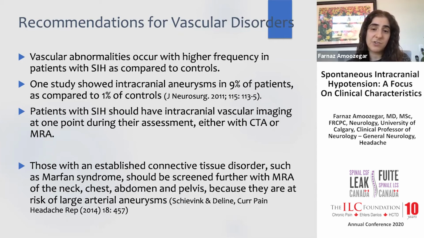So patients with SIH should also have some intracranial vascular imaging at some point throughout their assessment and treatment, typically with a CT angiogram or MR angiogram, just to potentially look for this. And patients that have an established connective tissue disorder, those that have things like Marfan syndrome, for example, should be screened further with an MR angiogram of the neck, chest, and abdomen, as well as pelvis, actually, because they're at risk of having large arterial aneurysms, not only in the brain, but other areas as well. So it's really important that we do think about this when we're seeing patients with SIH.